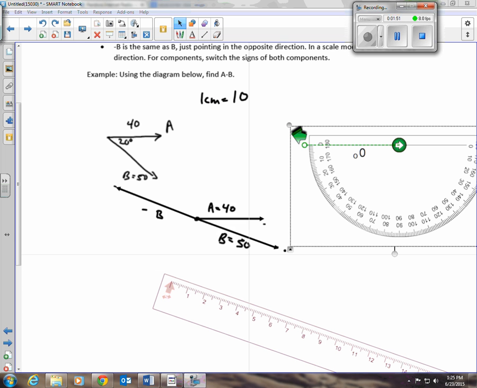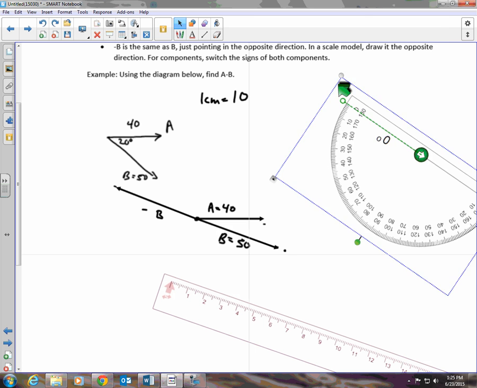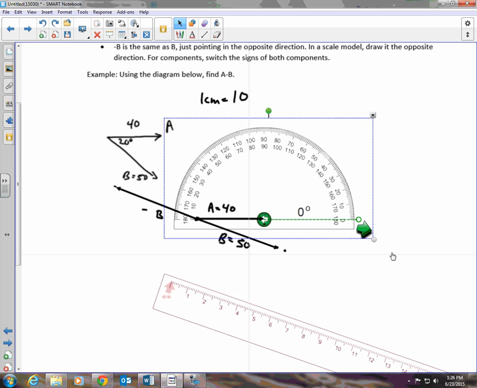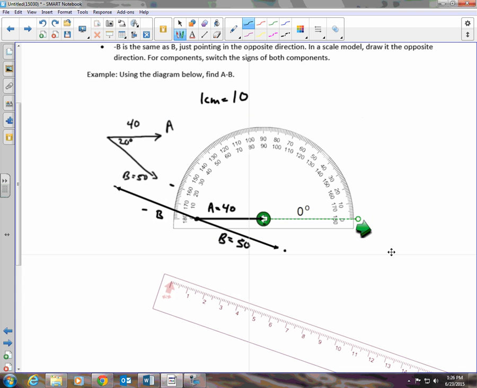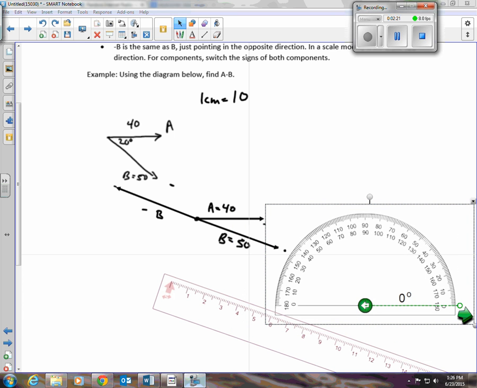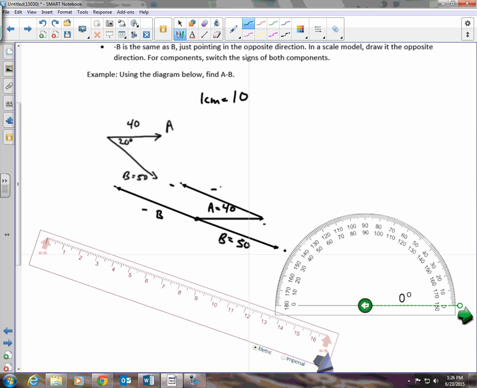So now I have a and I have negative b, but unfortunately they're tail to tail. I have to make them tip to tail. So I'm going to move negative b over to the end of A. So I would take my protractor over here, put it here, and mark off my degrees, and then I'm going to measure out along that line. Again, you don't need to watch me do it. So there is negative b.